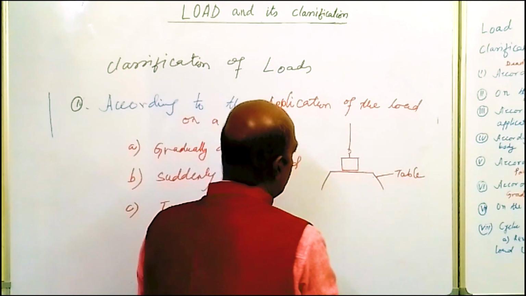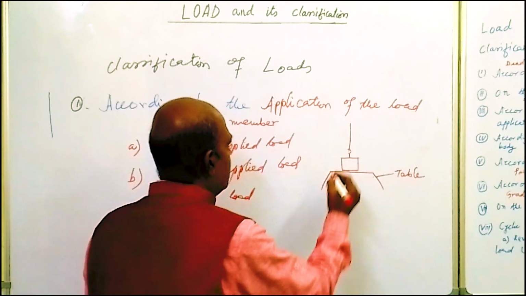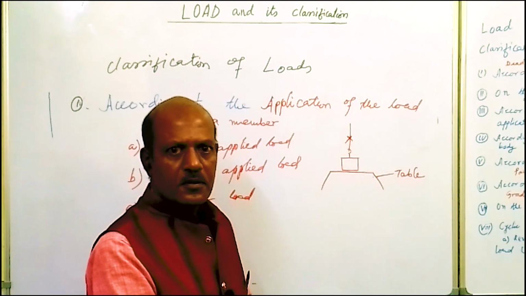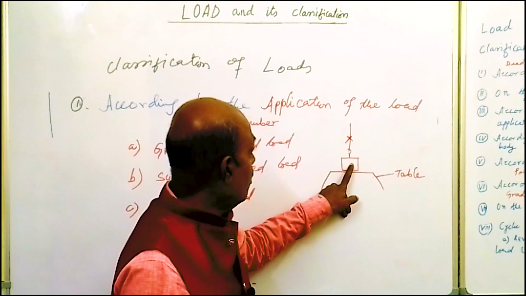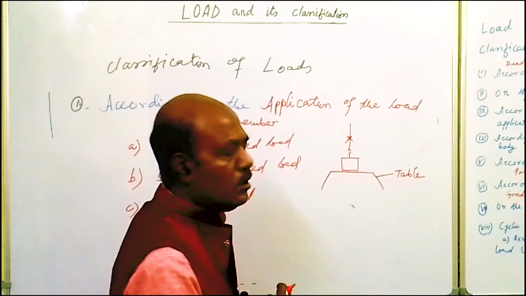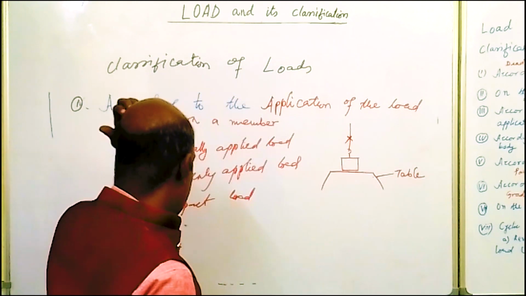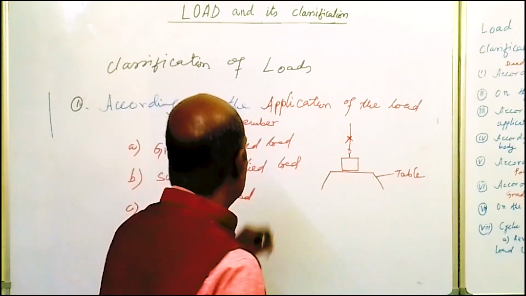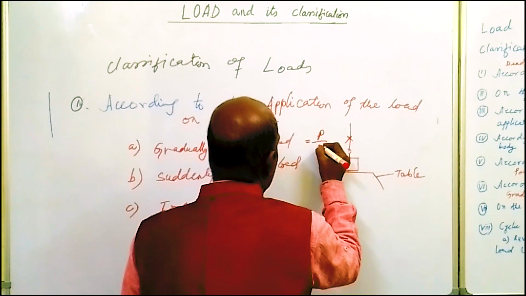So it is a crane hook. Now if this crane hook is broken, what will happen? Without taking any time, the whole load will be applied over the member. So that load is called suddenly applied load. So in the first kind, if we see gradually applied load, the stress value is given by P by A.